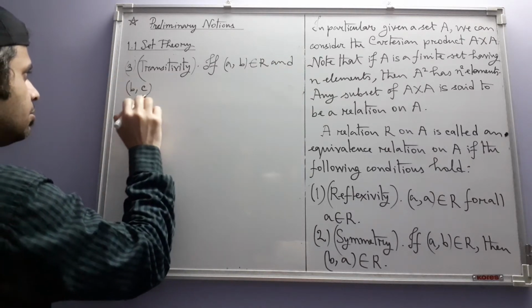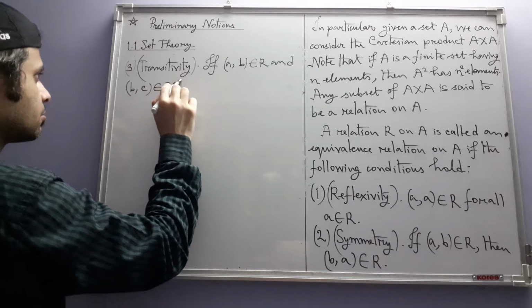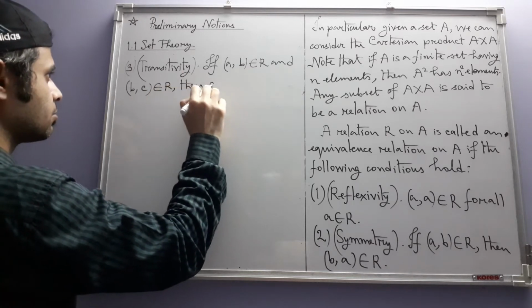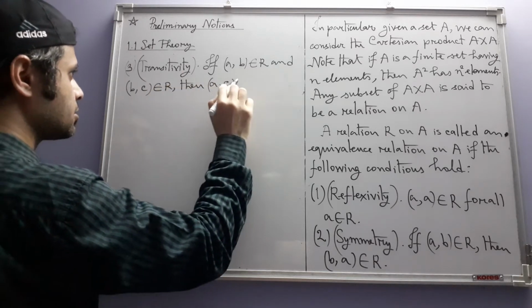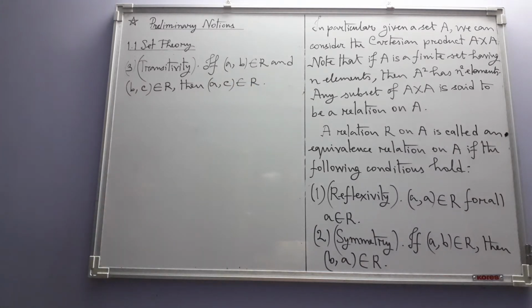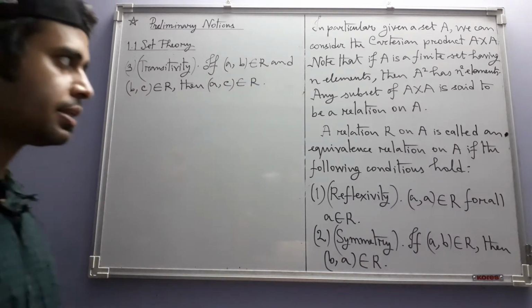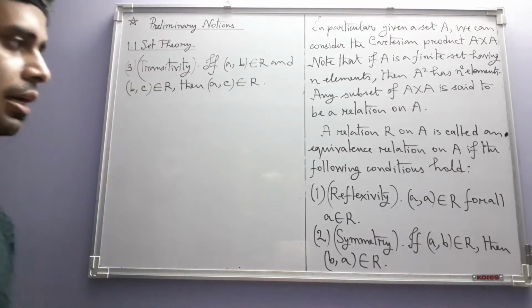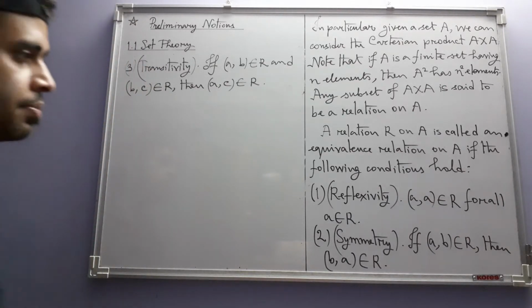B comma C belongs to R, then A comma C belongs to R. If these three things are true, then we say that the relation R is an equivalence relation on A.